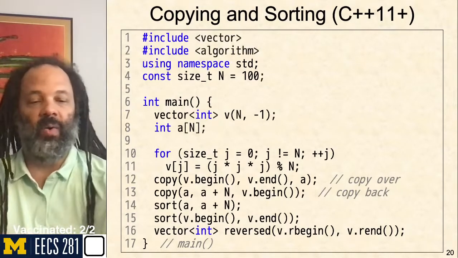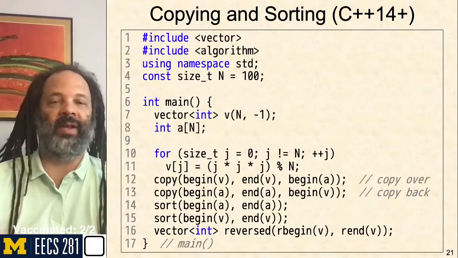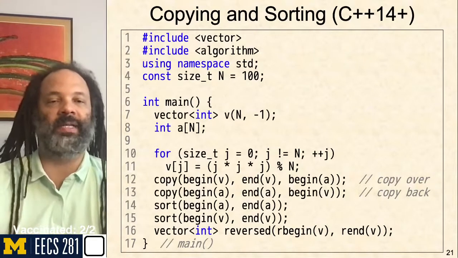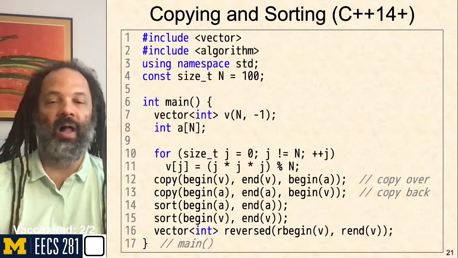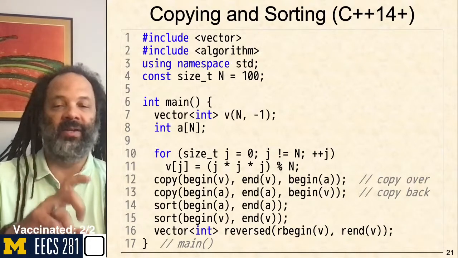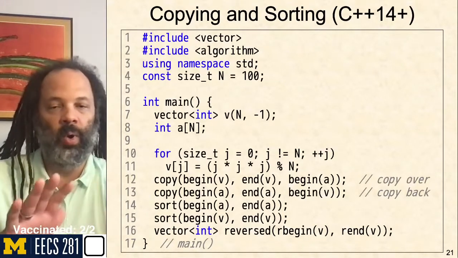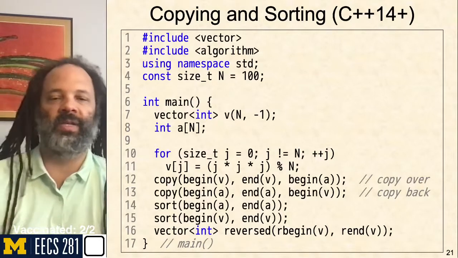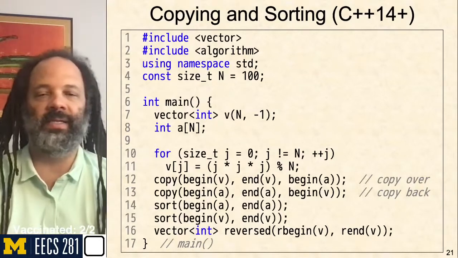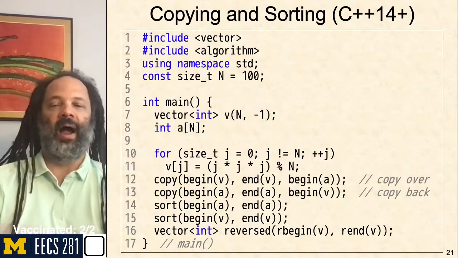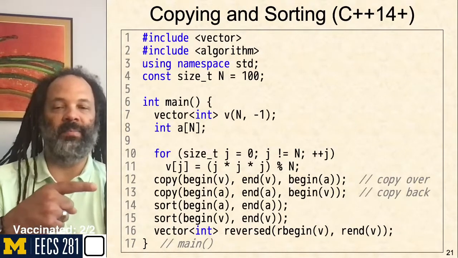All right, so that's what it looks like in C++11. Here's that same slide in 14-plus style. So you see that all of our begins and ends have been turned into function calls as opposed to the member functions. This all works just as well. This is a nice, cleaner, more consistent look, however. You see that our C-style pointers can be wrapped in begins.